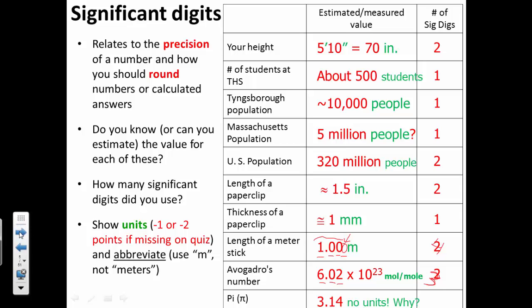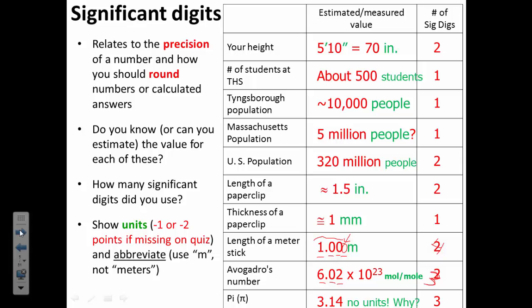Pi, generally speaking, off the top of your head, you'd probably say pi is 3.14. And so with this particular number, I've rounded it to 3 significant digits. And this goes back to the bonus question I asked before. Notice there are no units on this number. Why is that?